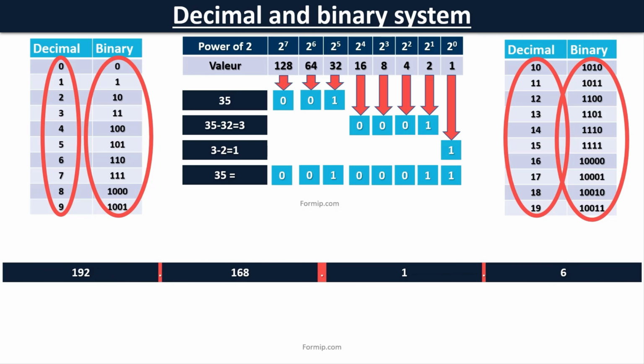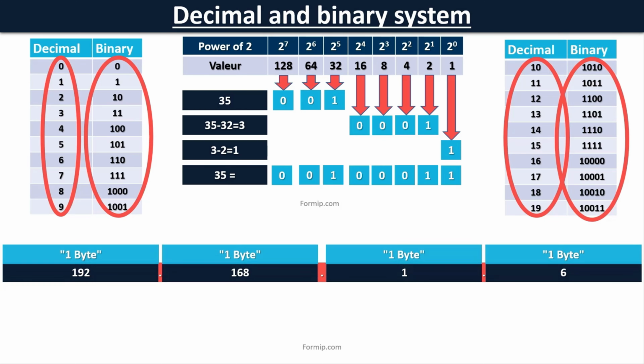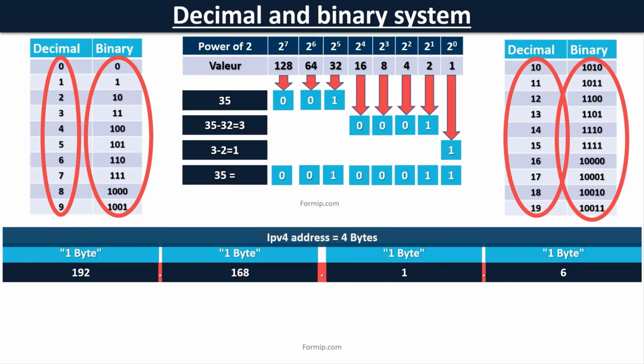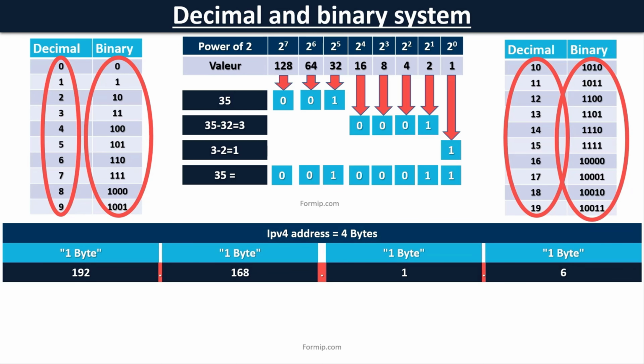The decimal number in each set is between 0 and 255. Each part is 1 byte. So there are 4 bytes in an IP address. All computer systems understand IP addresses only in binary form. We will now translate this IP address into binary.